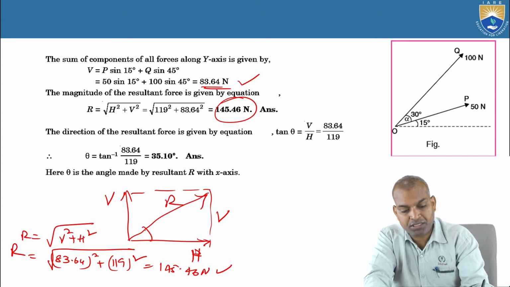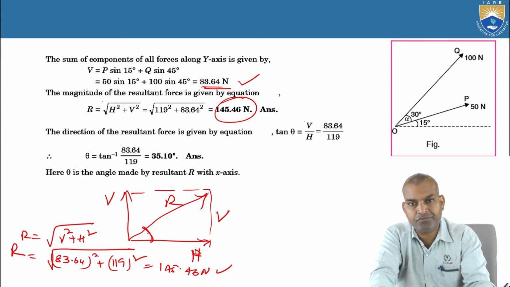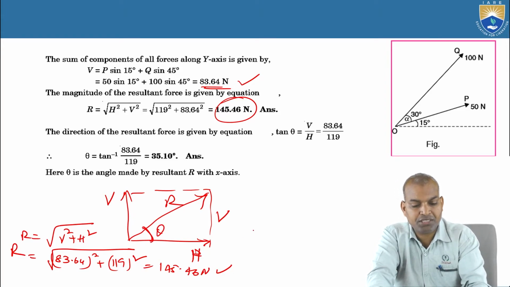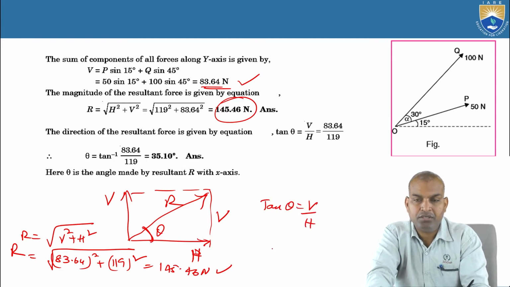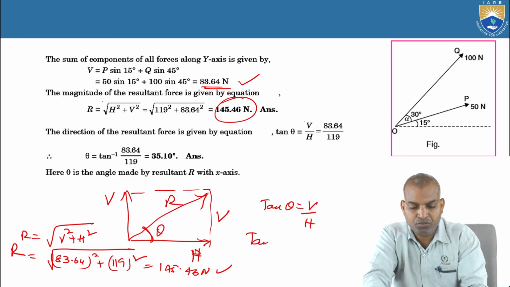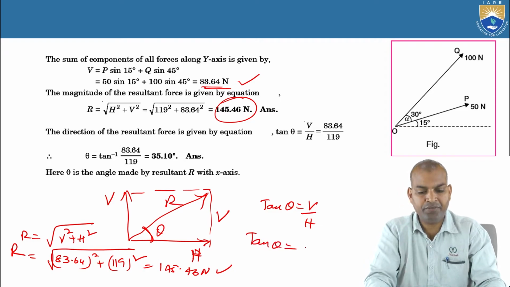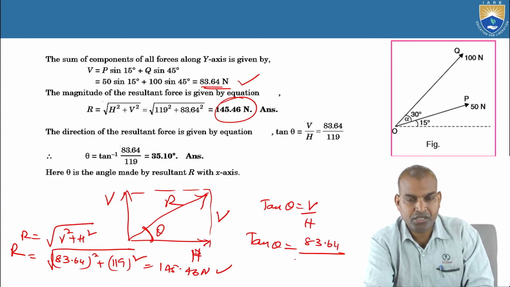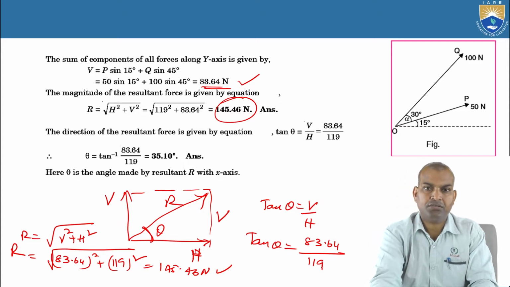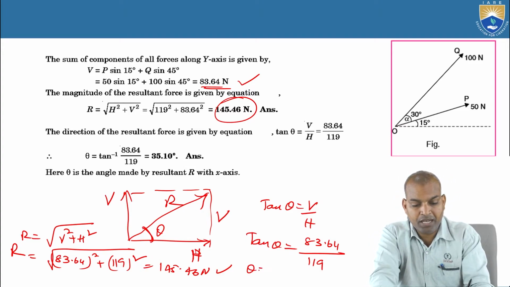What is the direction? That was the magnitude of the resultant force. The direction theta, tan theta equal to V by H. We know the V value. The value of V is 83.64 and the value of H is 109 newtons. Then the theta value is obtained as 35.10 degrees.